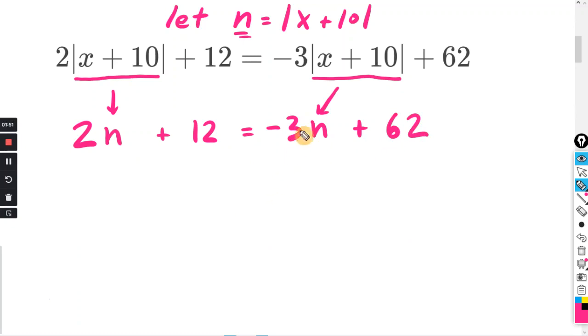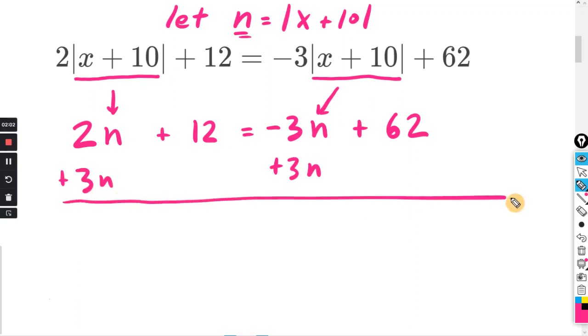I have a negative 3n here. I want to move that over. So the opposite is plus 3n. Do that to both sides. 3n minus 3n is gone. 2n plus 3n is 5n.